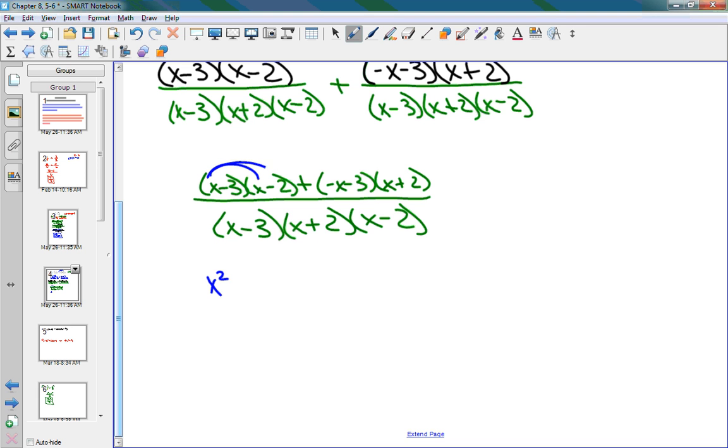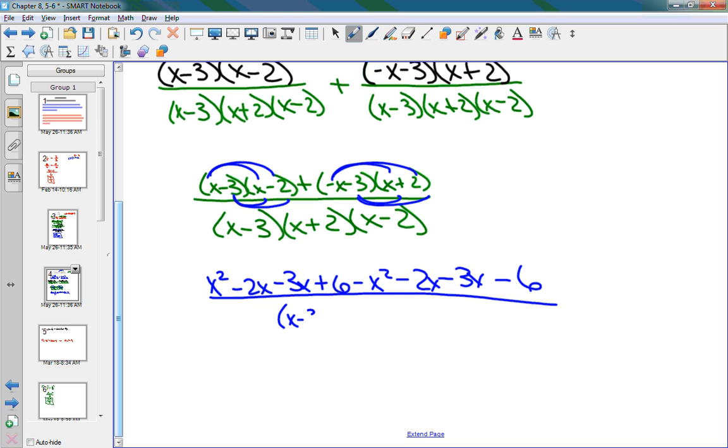x times x is x squared, minus 2x, minus 3x, plus 6, minus x squared, minus 2x, minus 3x, minus 6. All over this denominator, which is our house. Okay? Now, I want you to visualize those parentheses as being your boxes. The first thing you want to do whenever you have a bunch of boxes in your living room is you unload them, right? You get rid of the boxes. Once you get rid of the boxes, then you can start doing what? Organizing, right? In piles. So that's the same concept we've got going on here.